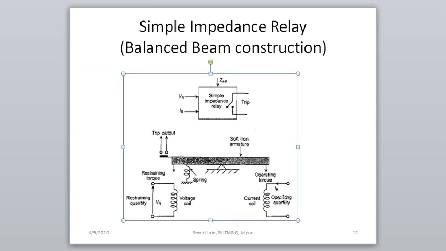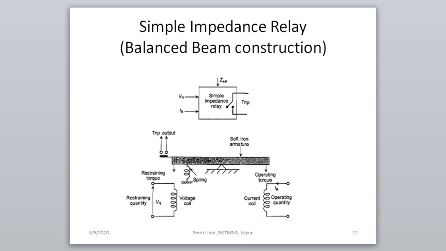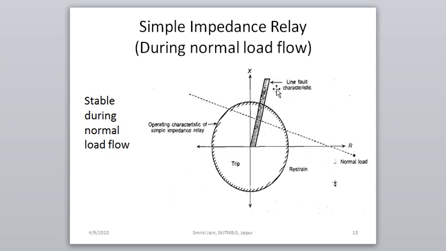This is the operating quantity. If the operating quantity exceeds, the balanced beam will deflect towards it and the trip circuit is operated. Now the simple impedance relay during normal load flow is stable during normal load flow.